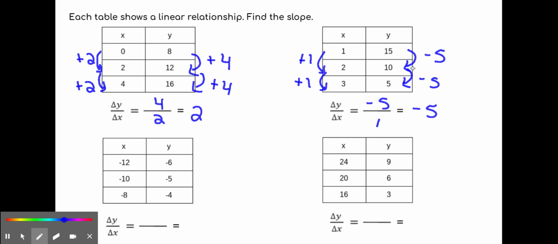Okay, for this one, the change in y each time was a negative 5. The change in x was a positive 1. So negative 5 over a positive 1 simplifies to a negative 5. All right, you ready for this one? This one has some negatives, so be careful with it. Pause the video, see what you can do with it, then turn the video back on and check your work.